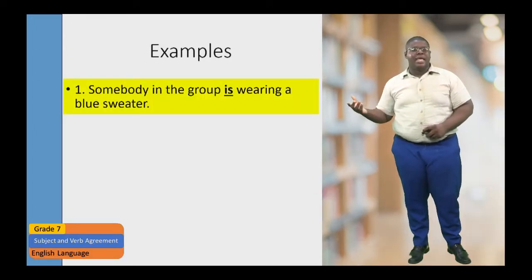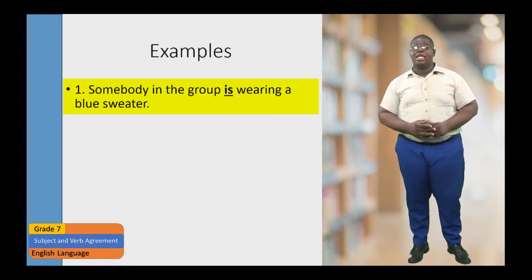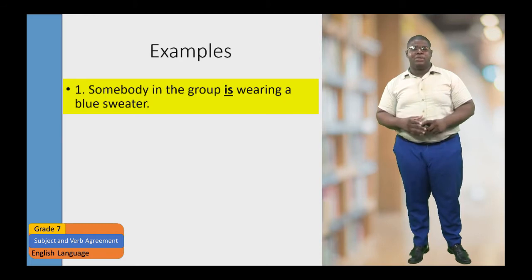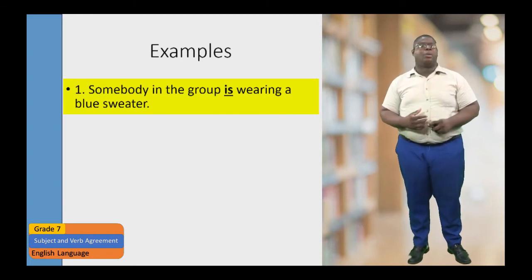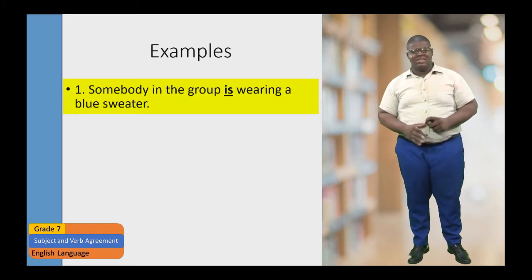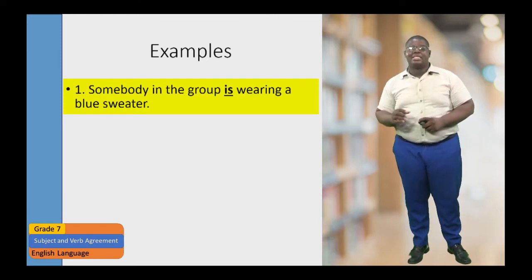Somebody in the group is wearing a blue sweater. Now, what if we had said somebody in the group are wearing a blue sweater? No, that automatically doesn't even sound correct. All right? So it has to be somebody in the group is. It takes on the singular verb.